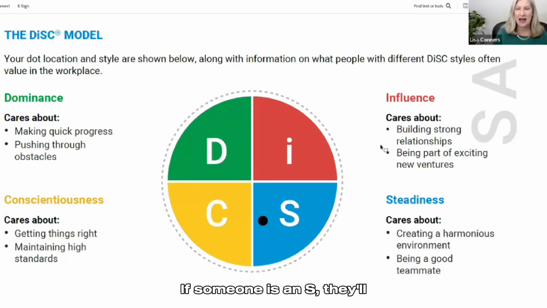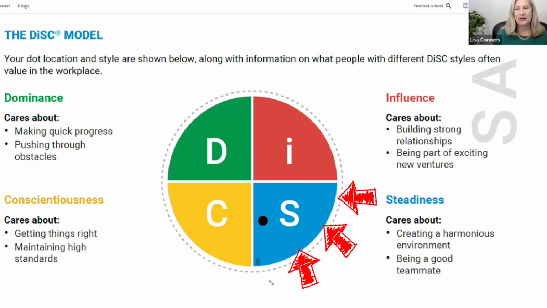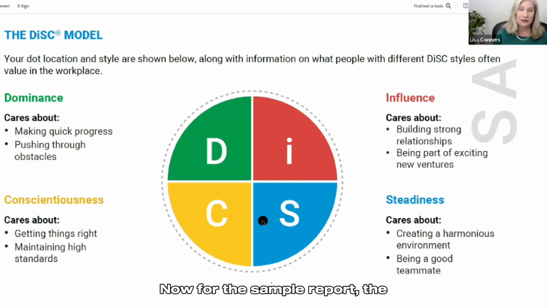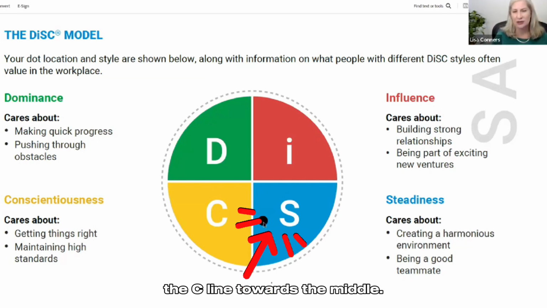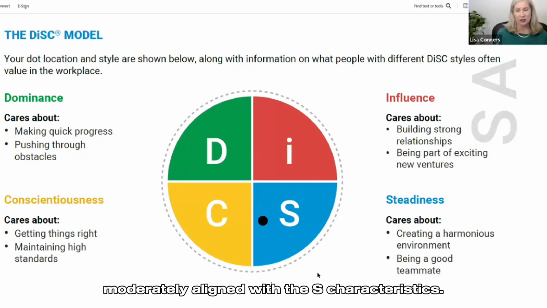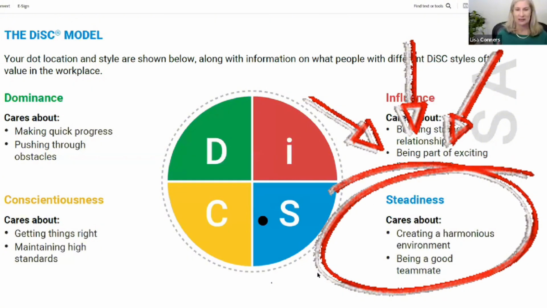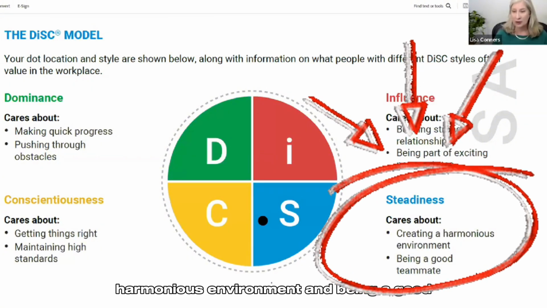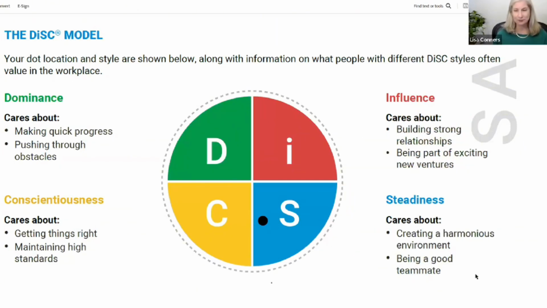If someone is an S, they'll have a dot in this S section. Now, for the sample report, the person has their dot close to the C line towards the middle. That means that this person is moderately aligned with the S characteristics. While they care about creating a harmonious environment and being a good teammate, there are also a lot of other factors at play for that person.